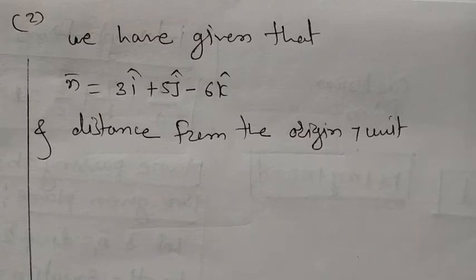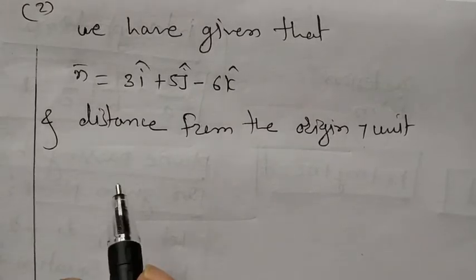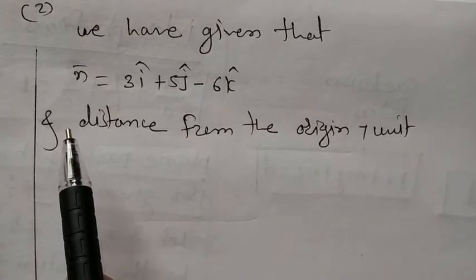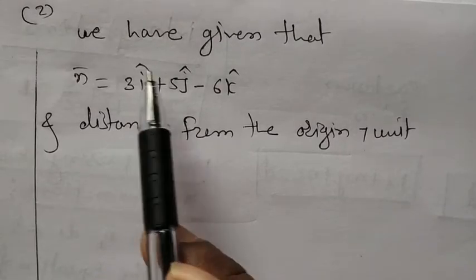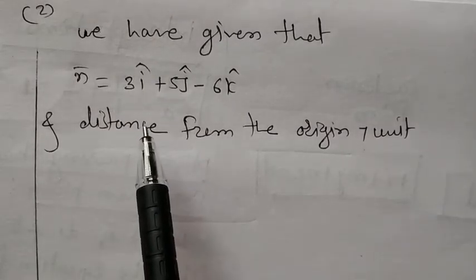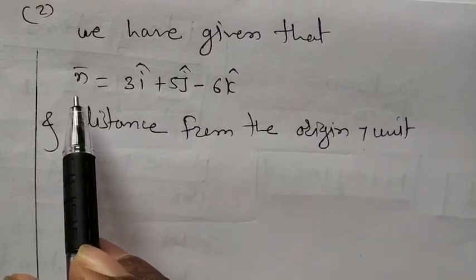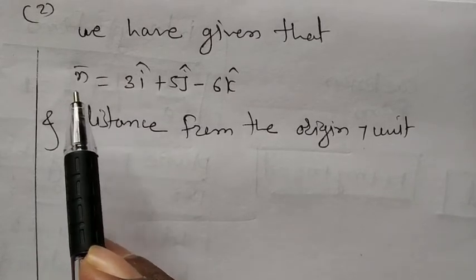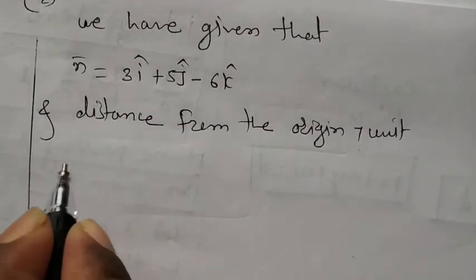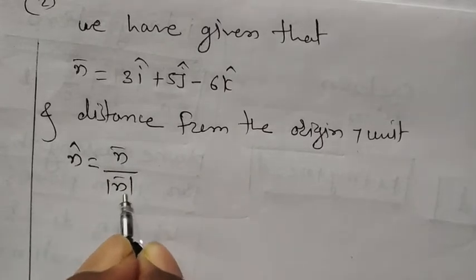Now we know that there are three formats of equation of plane: having distance and unit normal, having point and normal, and having three non-collinear points. So this is the first type of example, having a distance from the origin and unit normal. But here we don't have a unit normal, it is a simple normal. So convert this normal in terms of unit normal. That equals what? N cap. We know that N cap equals N bar upon magnitude of N bar.